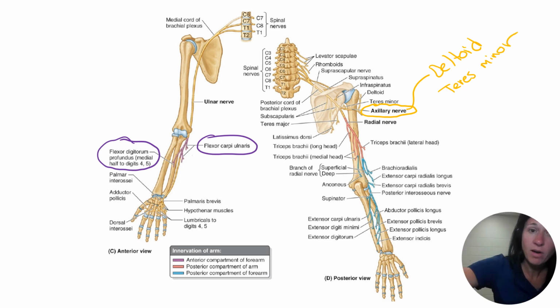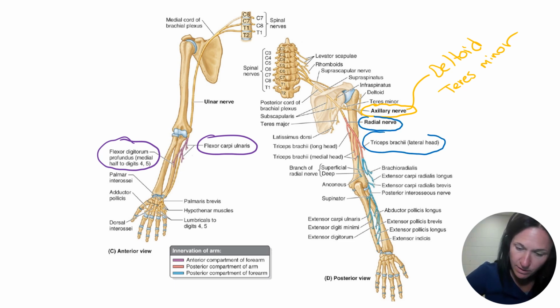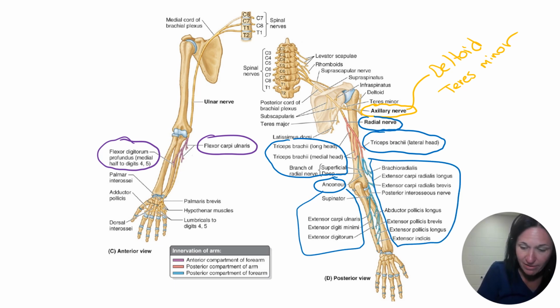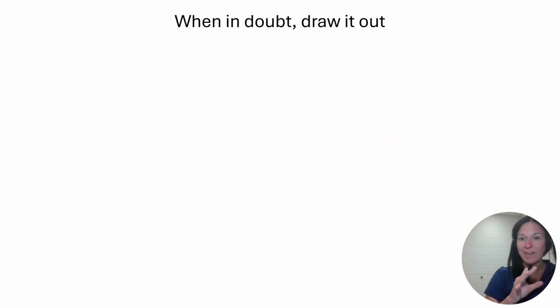Then we have our final terminal branch, which is the radial nerve, which again, is going to be responsible for the posterior arm and the posterior forearm. Okay, so instead of memorizing all of these muscles and saying radial after all of them, we just know that radial nerve is responsible for posterior arm and posterior forearm. When in doubt, draw it out.